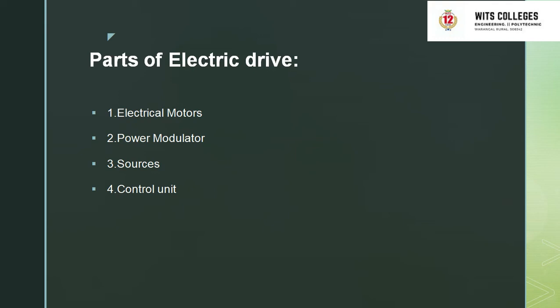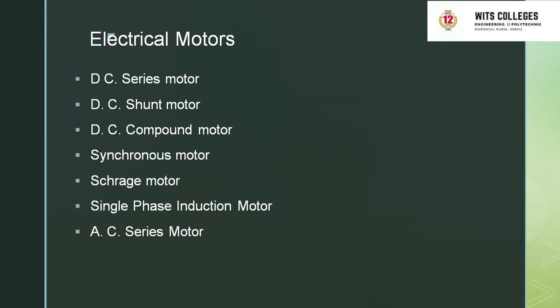Coming to parts of electrical drives, there are mainly 4 parts: electrical motors, power modulators, sources and control unit. First part is the electrical motor. Motors commonly used in electrical drives are DC motors like shunt motors, series motors, compound and permanent magnet motors, induction motors, synchronous motors, brushless DC motors.